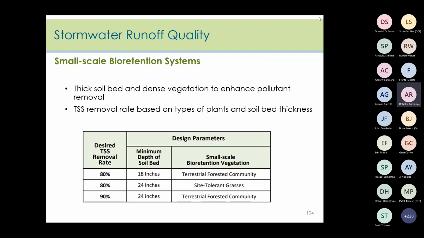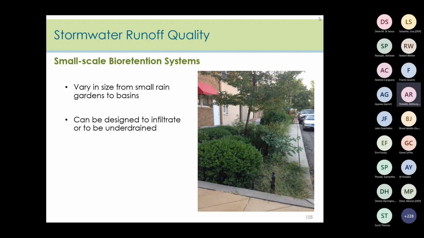Small-scale bioretention systems rely on healthy, dense vegetation. The type of vegetation and the thickness of the planting bed determine the TSS removal rate. And this table is from the small-scale bioretention chapter. Rain gardens are a type of small-scale bioretention system and are encouraged under the new rules. There are even types with under drains to help facilitate drainage.